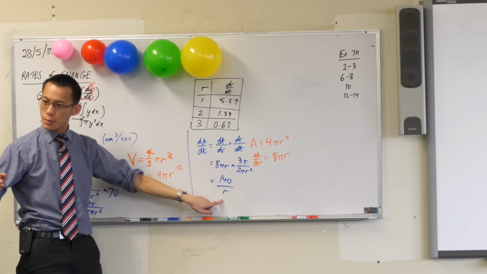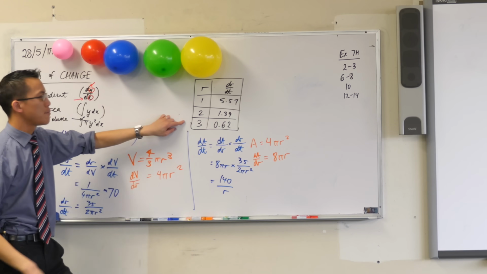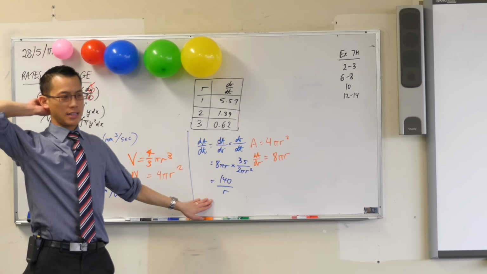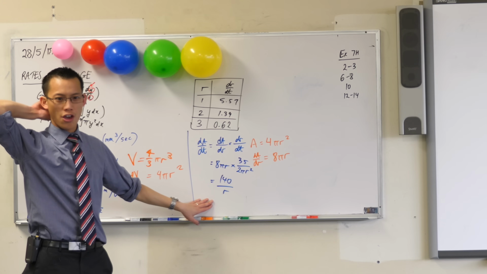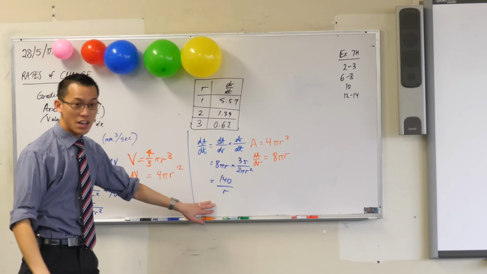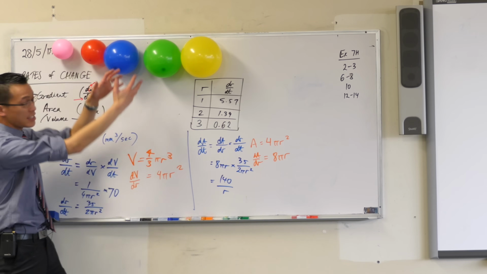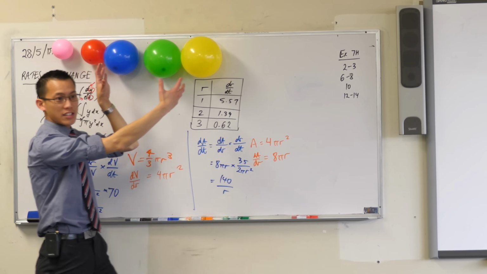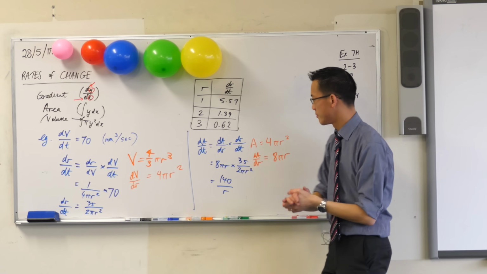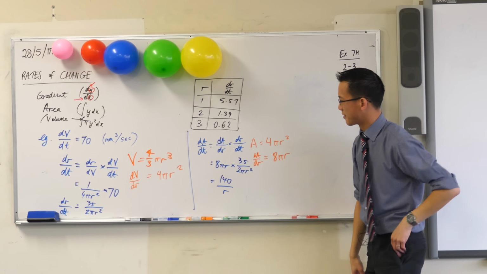But as r gets bigger and bigger, for example, by the time you get to r equals 3, what is 140 divided by 3? It's like 44-ish, okay? So it's dramatically decreased. It's still increasing, but it gets slower and slower and slower. So in fact, it's a hyperbola, isn't it? See what's going on?